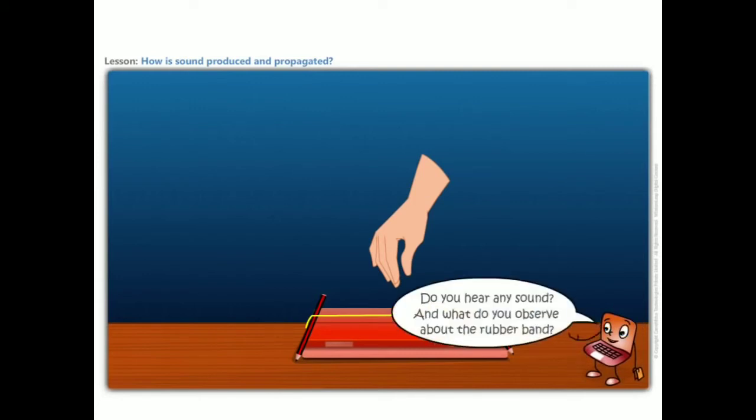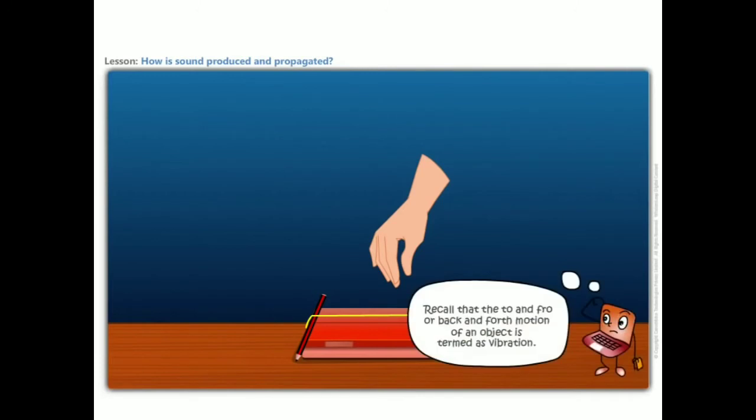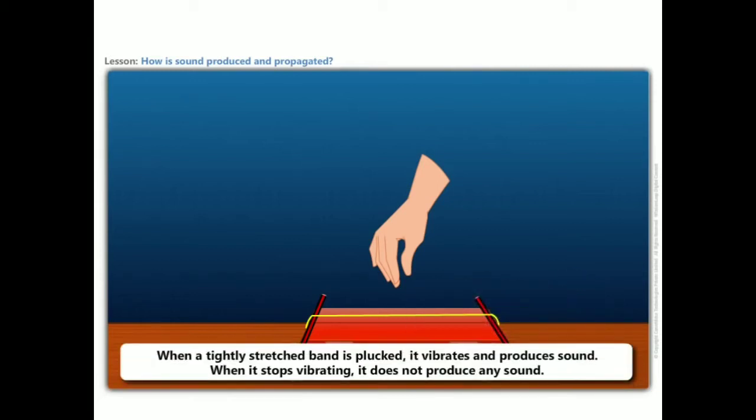Do you hear any sound? And what do you observe about the rubber band? Recall that the to and fro or back and forth motion of an object is termed as vibration. When a tightly stretched band is plucked, it vibrates and produces sound. When it stops vibrating, it does not produce any sound.